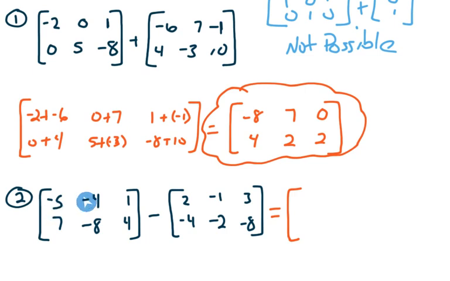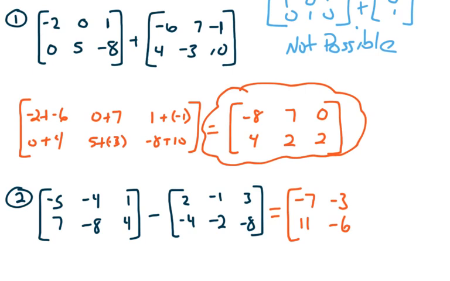The first one, negative 5 minus 2, is going to be negative 7, and then as we go down, 7 minus negative 4 is 11. And going back to row 1, column 2, negative 4 minus negative 1 is going to be negative 3. And then moving down, negative 8 minus negative 2 is negative 6.